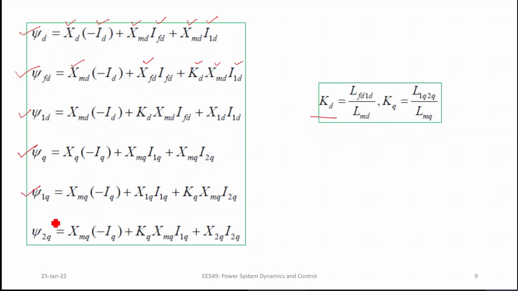Similarly, psi 1q and psi 2q. Psi 1q I can write XMQ minus IQ plus X1q I1q plus XMQ I2Q. Similarly, psi 2q. So all these flux linkage equations, now it is expressed in per unit. All these equations are in per unit.